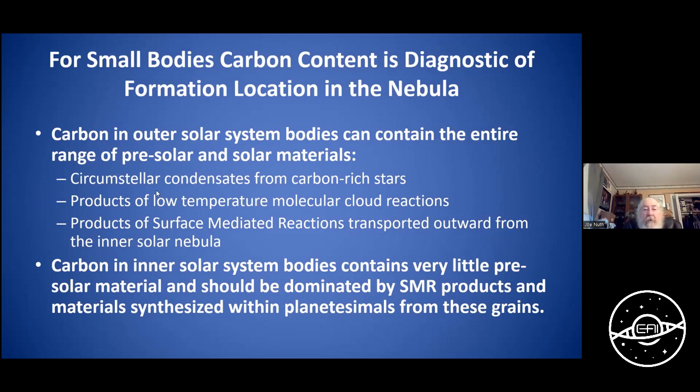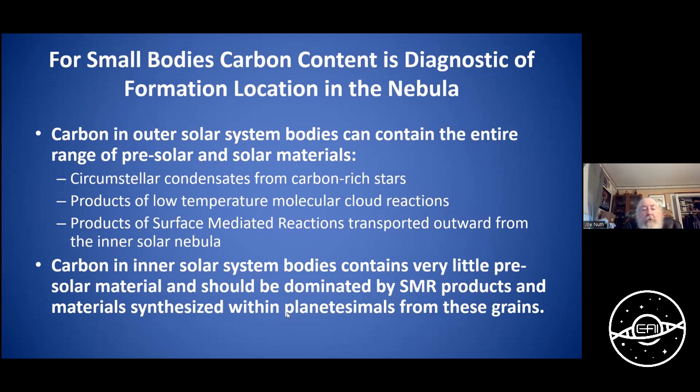Namely, we should find circumstellar condensates from carbon-rich stars. We should find products of low temperature molecular cloud reactions, those that form the obvious enrichments of nitrogen-15 and deuterium, etc. Products of surface mediated reactions should also be there because they get transported outward due to nebula circulation. That's the same reason that you find crystalline silicates in stardust grains. They were annealed and formed in the inner solar system, and they were transported outward by these same outward flows.